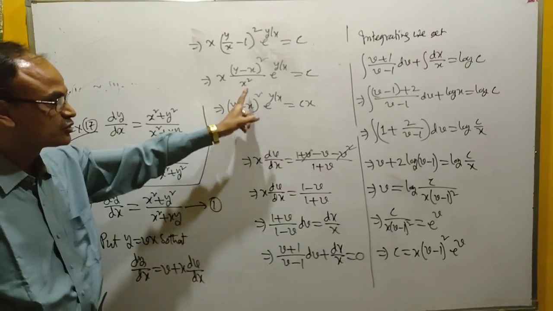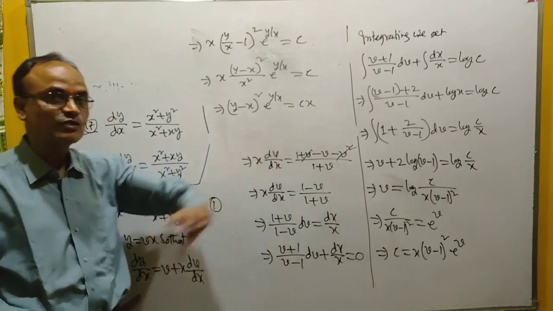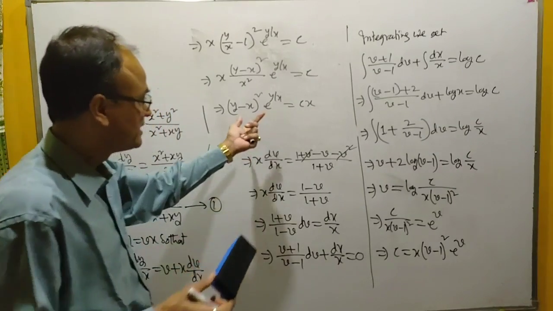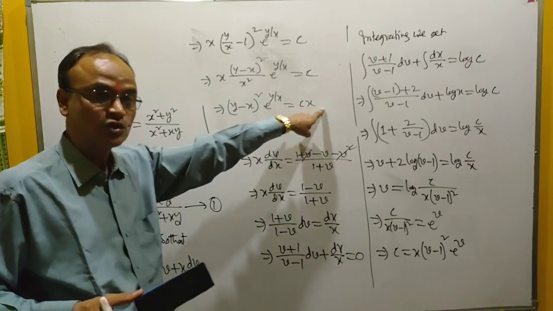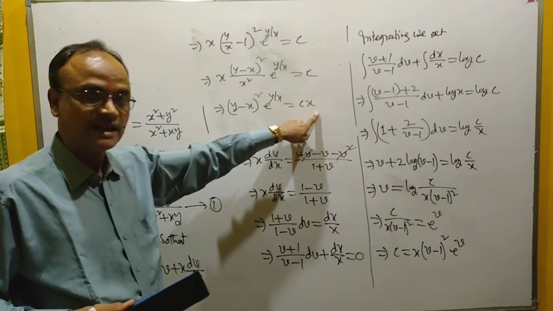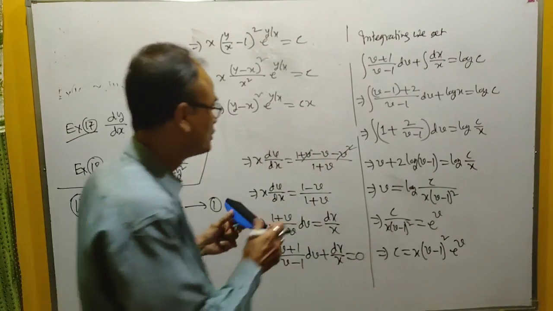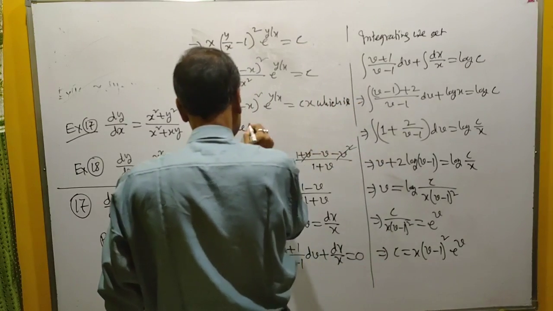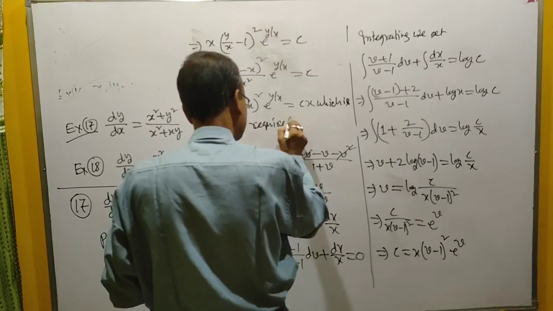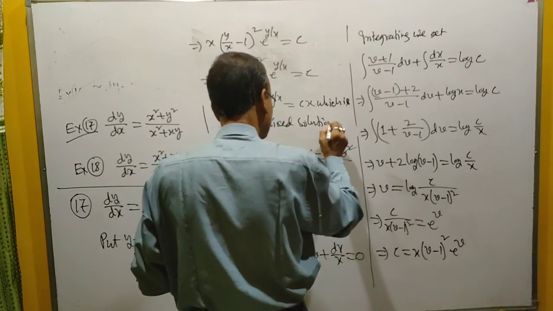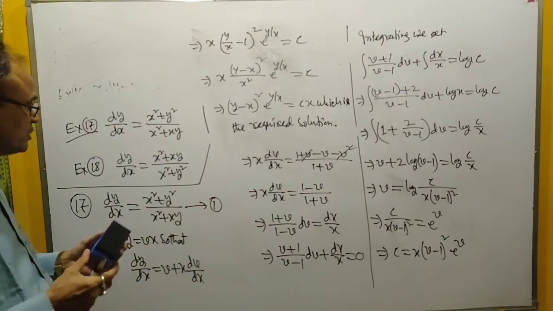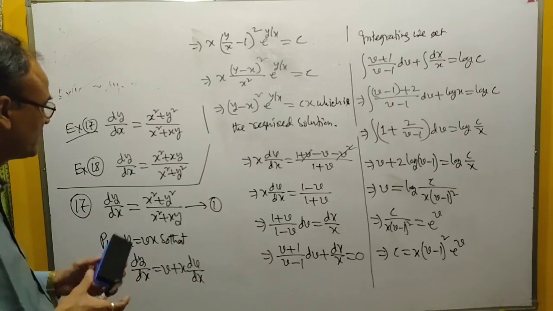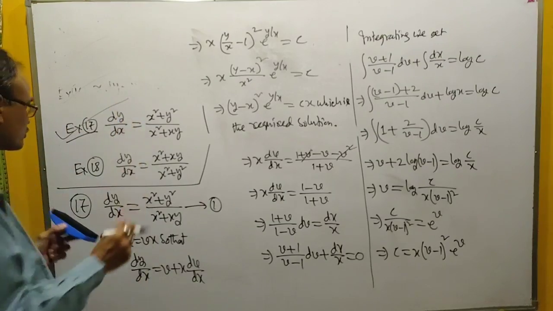Or you may write (y minus x) whole square is equal to cx into e to the power minus y by x. This is the required solution. It is a relation between x and y. Also, it contains an arbitrary constant c, which is the required solution. (y minus x) whole square e to the power y by x is equal to cx. Now we have solved the question number 17 also.